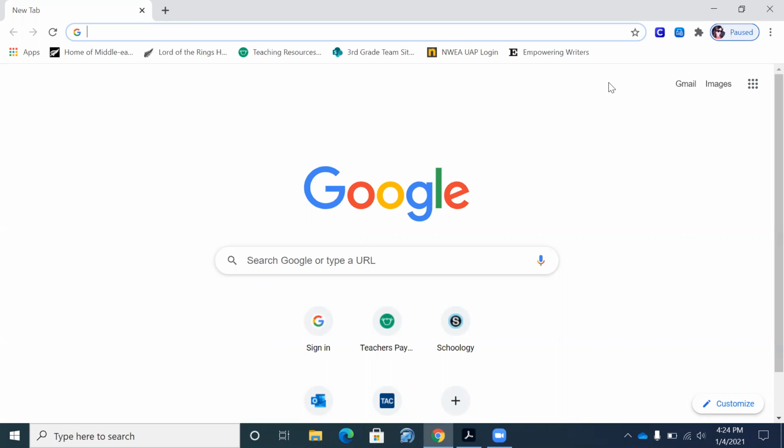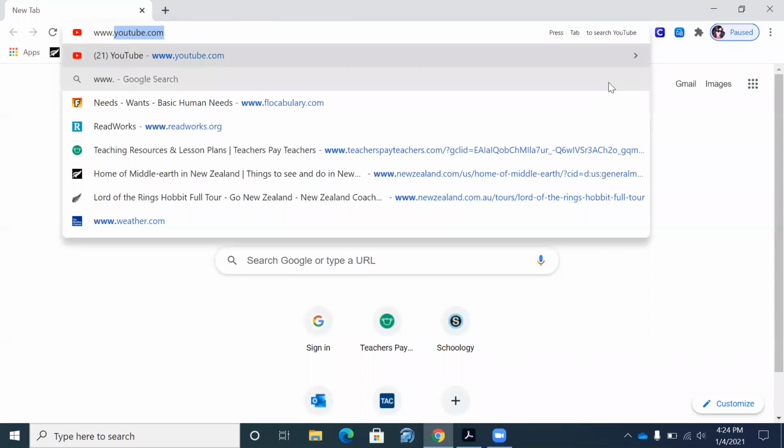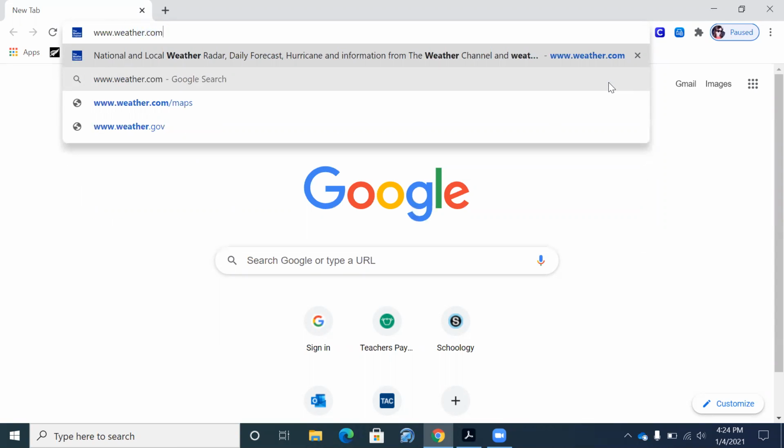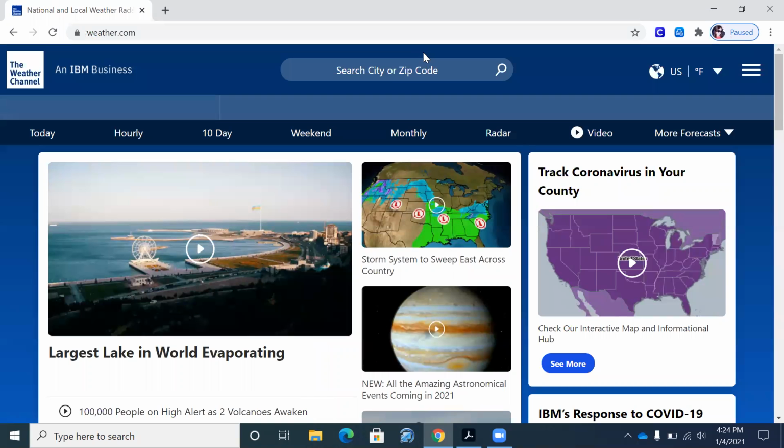As you can see in the top left-hand corner, you're going to see me write www.weather.com. This should pop up, the National and Local Weather Radar, daily forecast, and all that very first thing. So we're just going to hit enter. And it takes us right to this page.